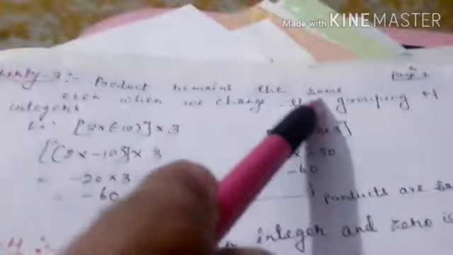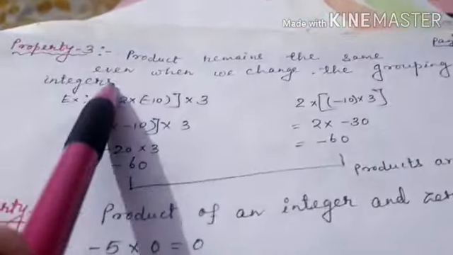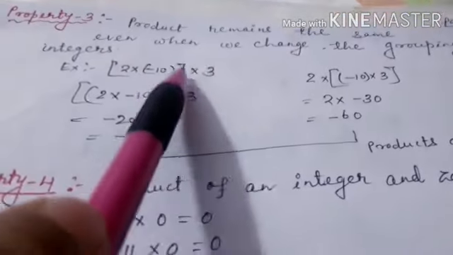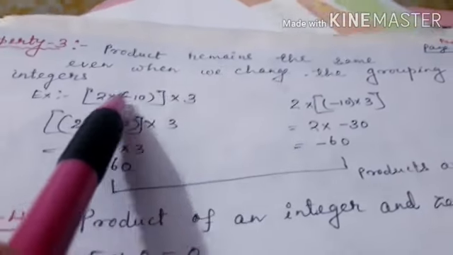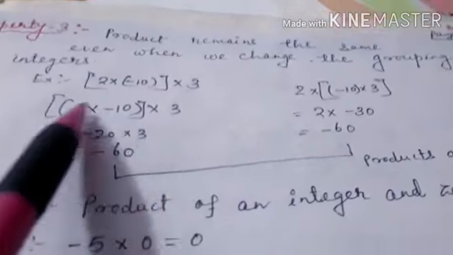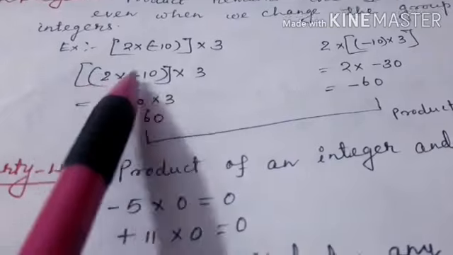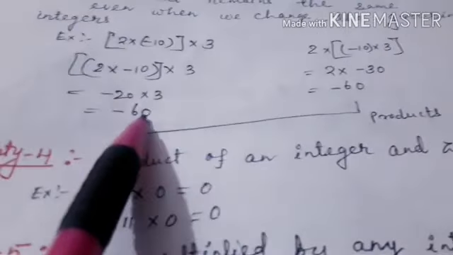Now property 3. The product remains the same even when we change the grouping of integers. Okay, see, for example, 2 into minus 10 into 3. First I will take 2 into minus 10 as one group. Then you leave 3 here. 2 into minus 10 is equal to minus 20, because plus into minus you will get minus. Minus 20 into 3 is equal to minus 60.